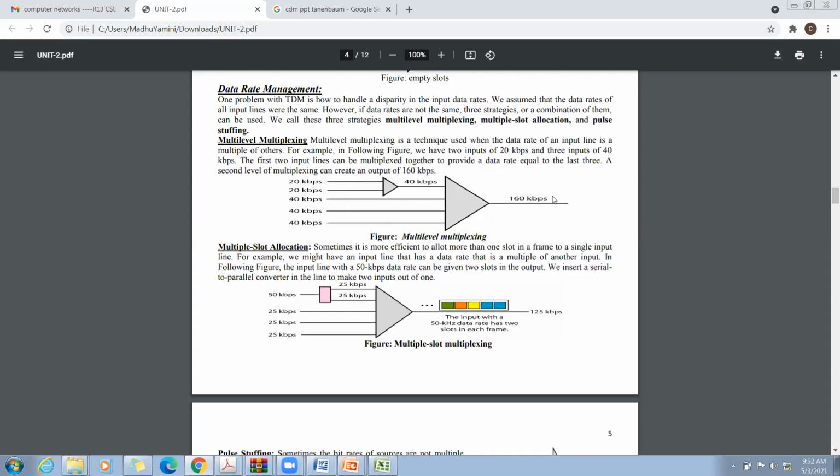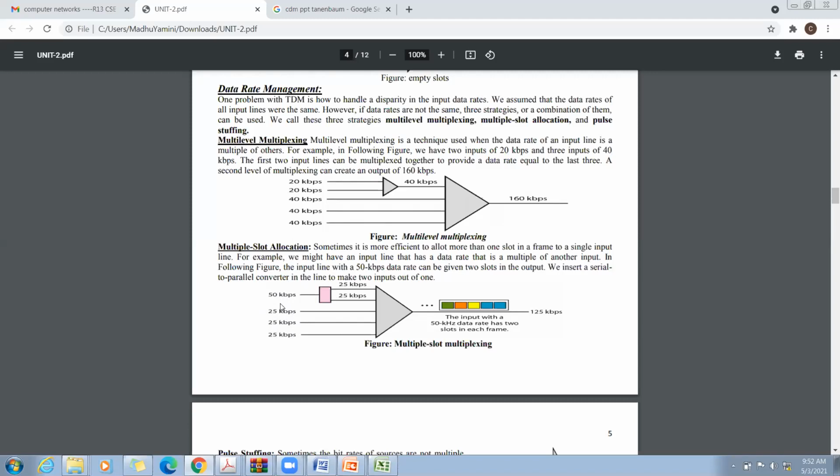Okay. Next, multiple slot allocation. This is the reverse of multi-level multiplexing. Here we have 4 inputs. Observe the 4 inputs. The first one is 50 kbps, and the second, third, and fourth are all 25 kbps. See what we have done here. We have divided the slots.